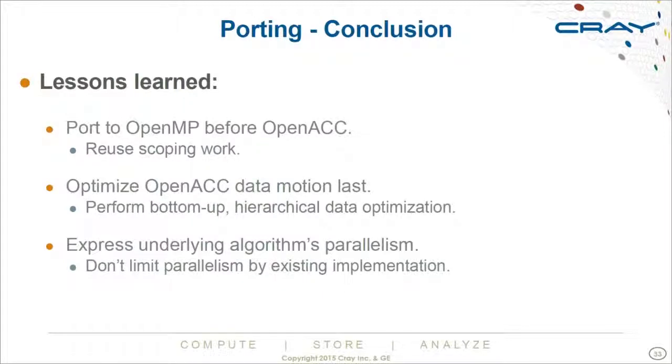And finally, the number one key point that I think I've made with all of these examples is that, in this day and age, you can't get away with just slapping directives in front of existing loops and expect to get good performance. You really need to modify the loops themselves to be sure that you're expressing the algorithm's parallelism and not the parallelism of the code you started with, because the code you started with probably doesn't express enough.